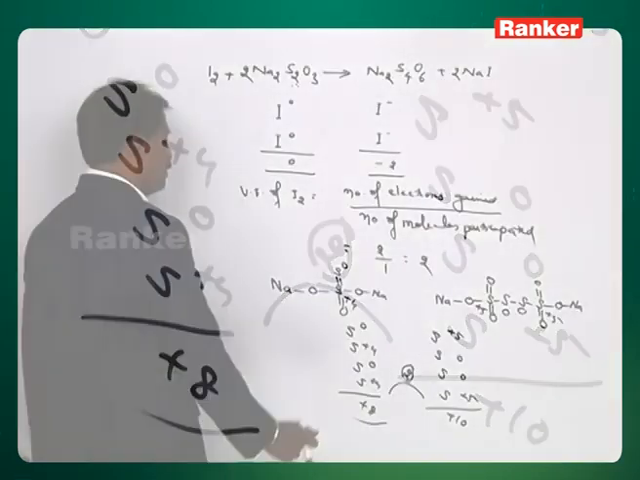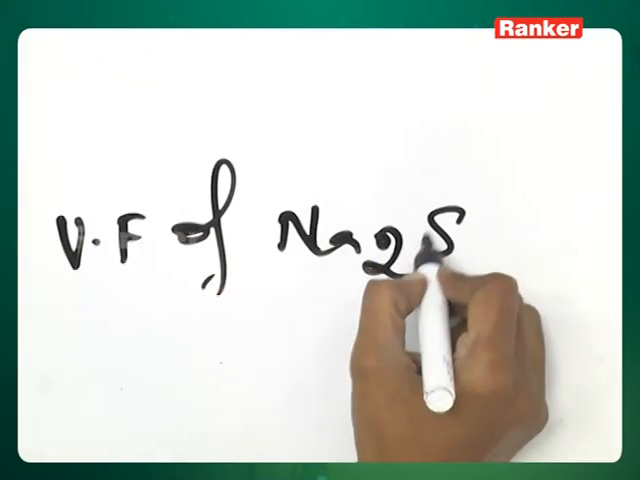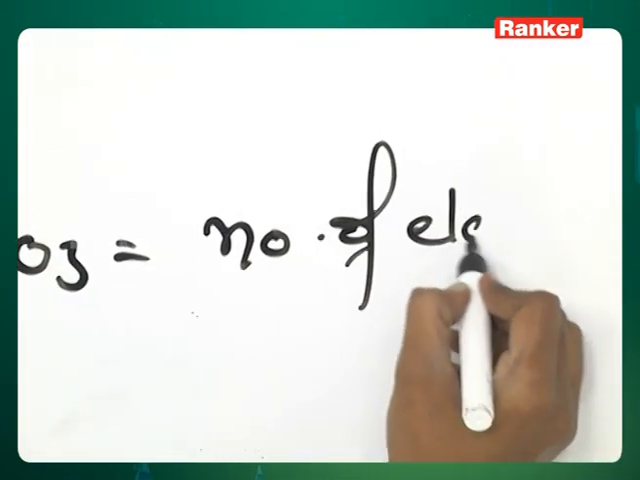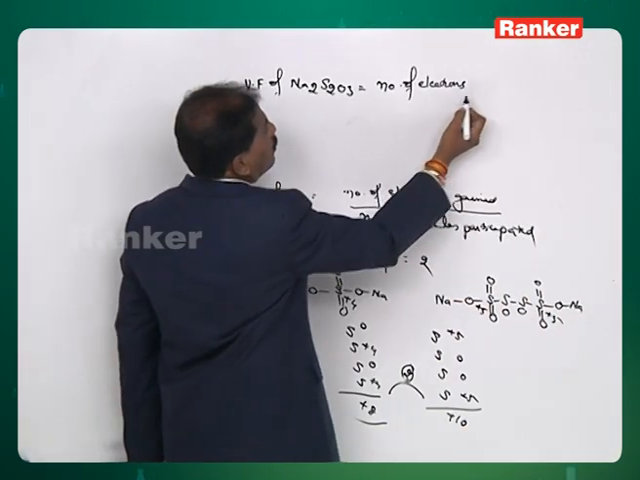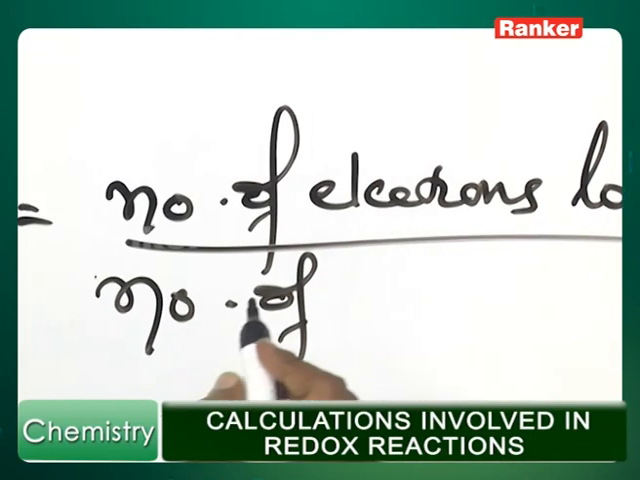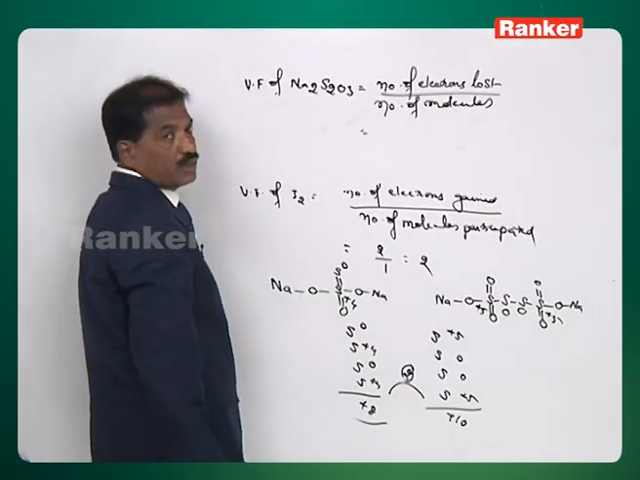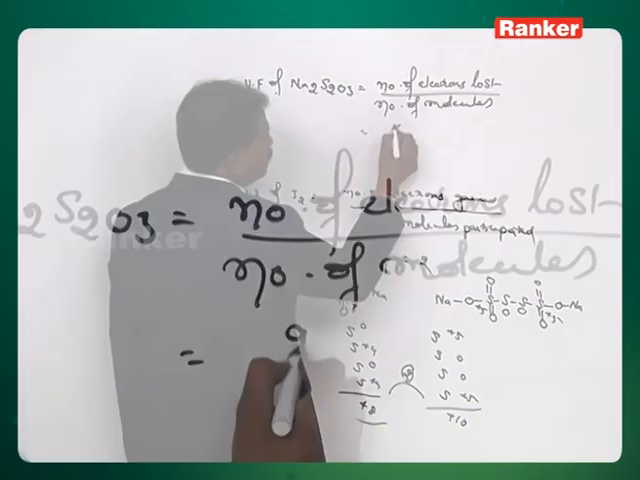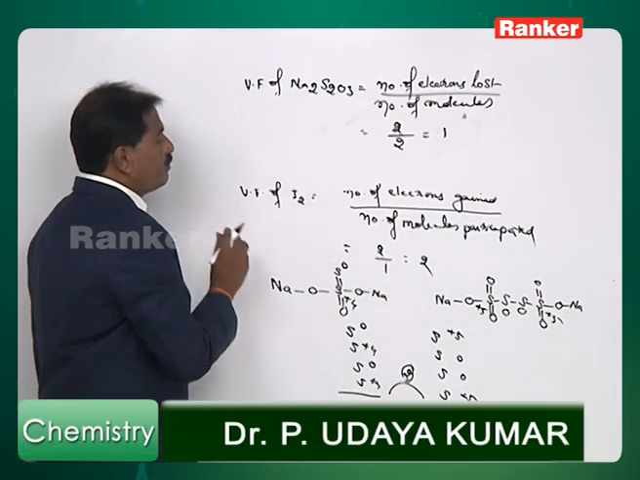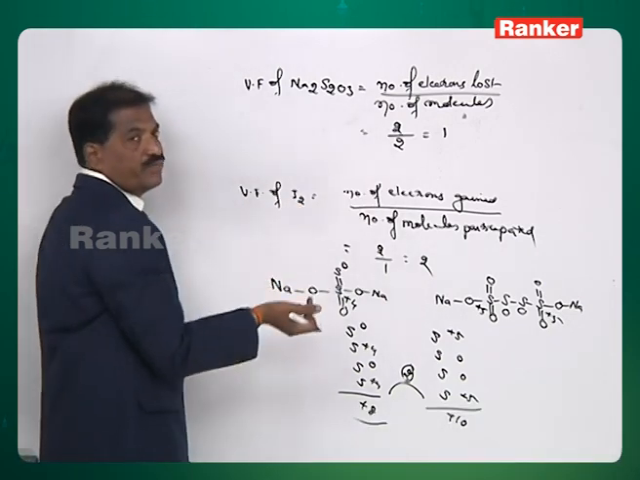Therefore, the valence factor of the thiosulfate, valence factor of Na2S2O3, is the number of electrons lost by the number of molecules. Number of electrons 2, number of molecules 2, therefore 1. Valence factor of the hypo is 1. Therefore, whenever iodine and hypo react with each other, if you remember the valence factor of the iodine and hypo, then simplification becomes very easy.